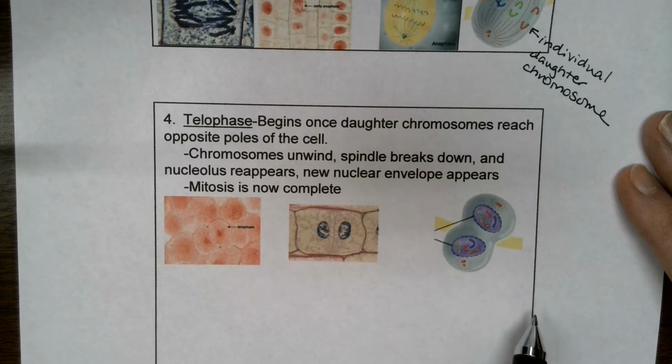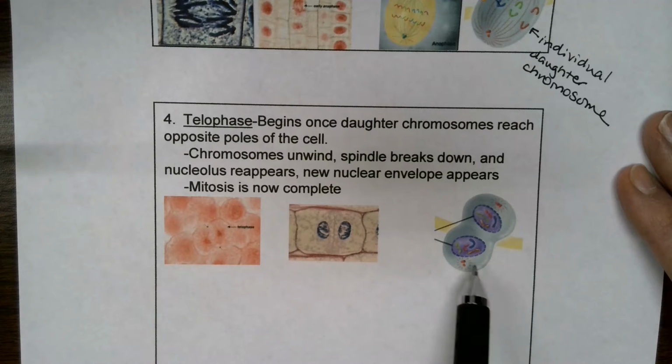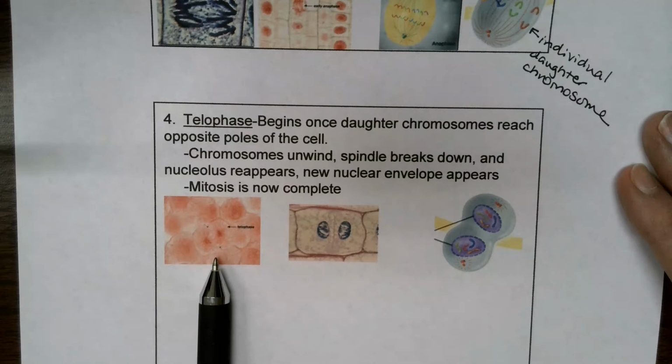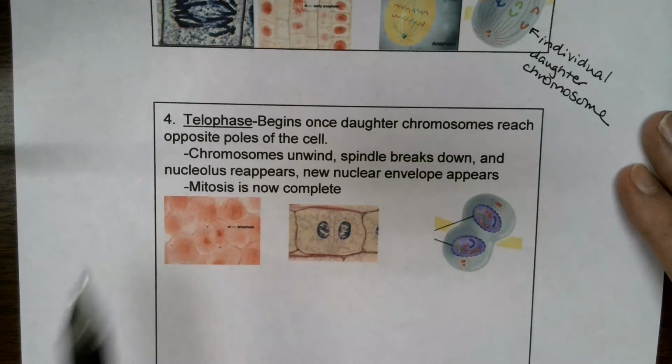The nucleolus is going to reappear, and then the new nuclear envelope is going to reappear. So you see that as a dotted line there, okay? So now, each of these two nuclei are genetically identical to the parent nucleus. This is telophase in a plant cell. This is telophase in an animal cell. And telo, T-E-L-O, means the end, okay?